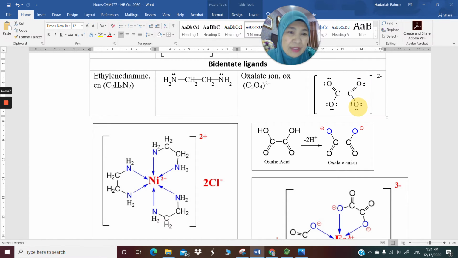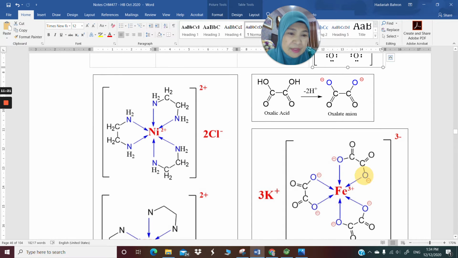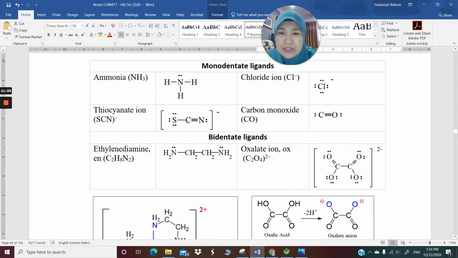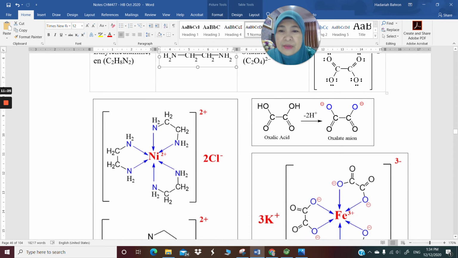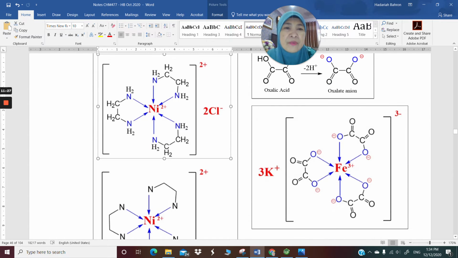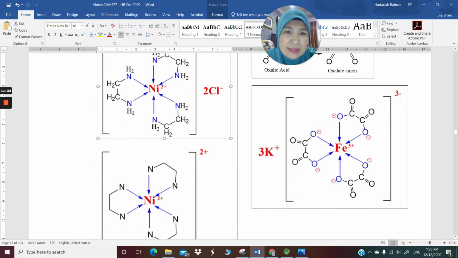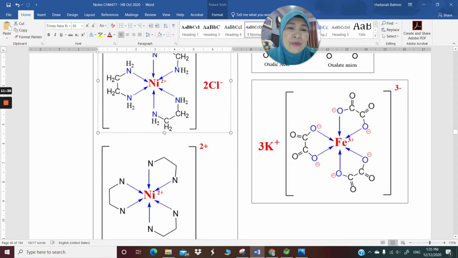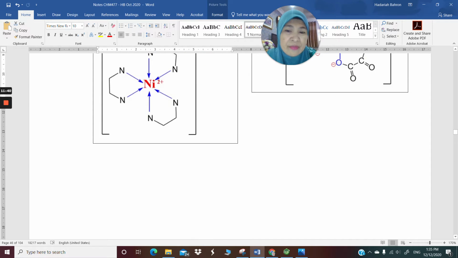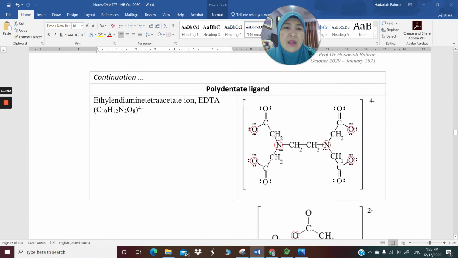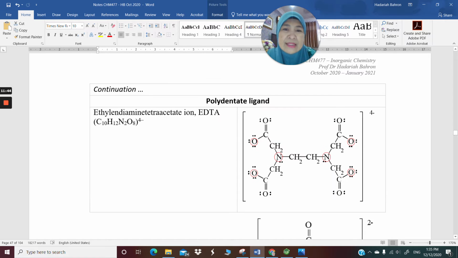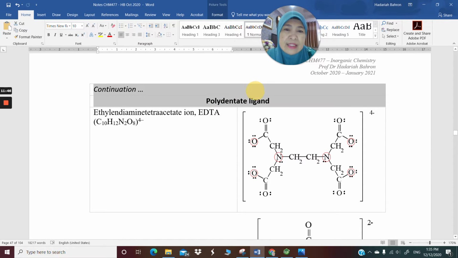So oxalate here, you have these lone pairs of electrons. One of them is donated to here. The nitrogen lone pair of electrons there is donated to the nickel here. So each one of the ligands bonds to metal centers through donation of lone pairs of electrons on the donor atom of that ligand.